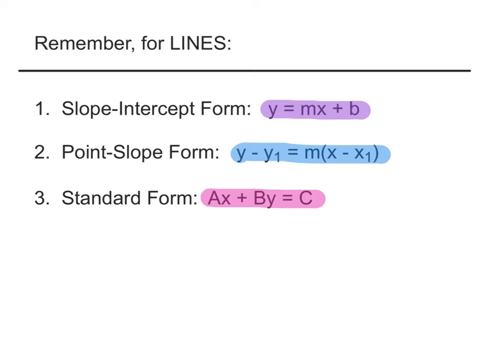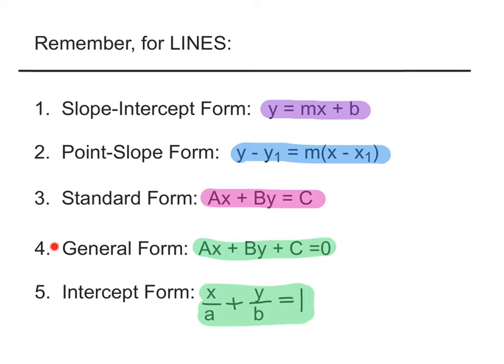Hi, I'm 218. So let's bring it back to lines and let's quickly review slope-intercept form, point-slope form, and standard form. Now, these are the only three forms that I'm asking you to know and be comfortable with, but I do need to mention that your book has two more forms that they introduce.